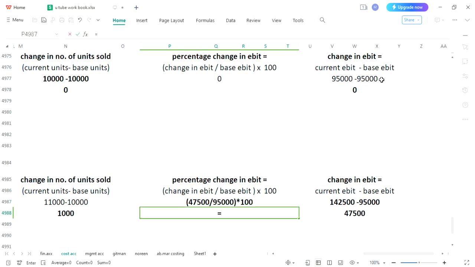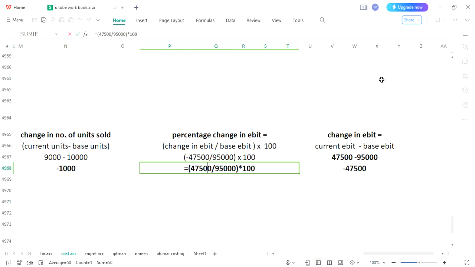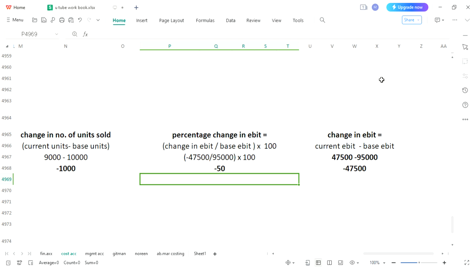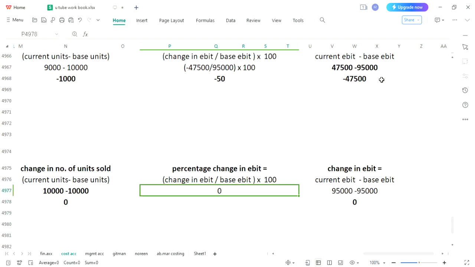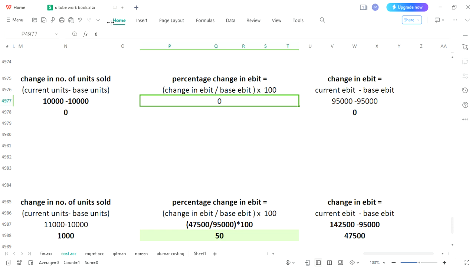Statement is completed. Now let's put it on our calculator. Divided by 95,000, and you will multiply it with 100. So we have got our percentage 50, and here the minus sign was not put. Let's put it. Okay, three answers we have got: minus 50, 0, and we have got plus 50. So these are three answers. Let's mark them as all three answers have been done.